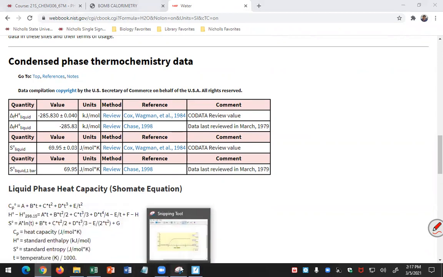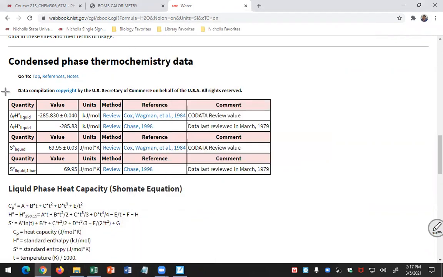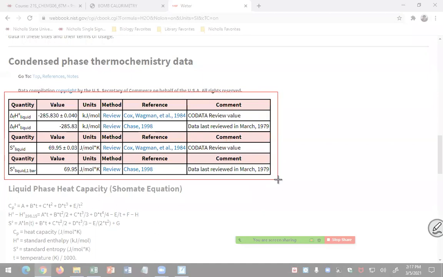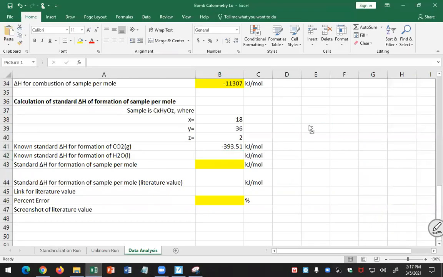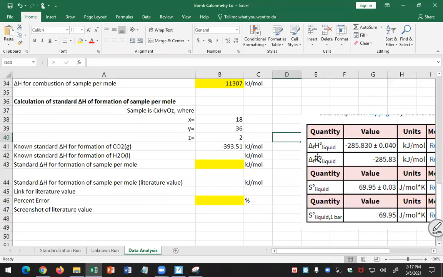Okay, so let's do a snip of that. Copy, paste that into your Excel document. Okay, so that's liquid water. What is it? Minus 285.830.